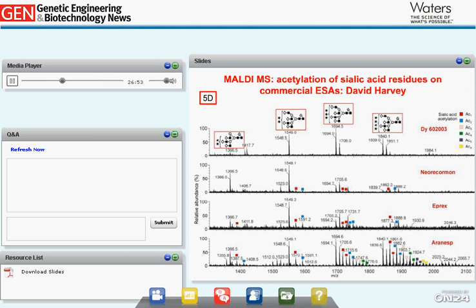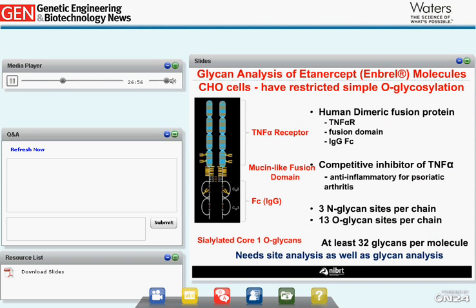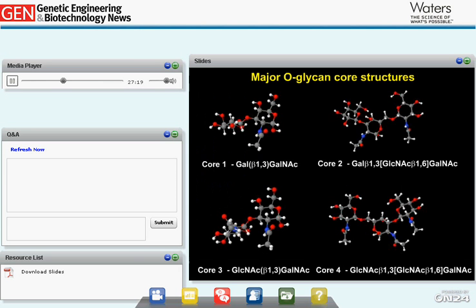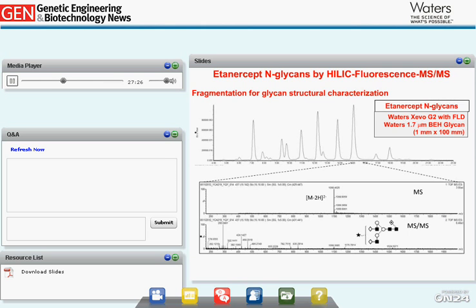Here is a glycan analysis of a molecule which is very much in everybody's minds at the moment. It's etanercept. It's a TNF-alpha receptor, and it's fused through a mucin-like domain to an Fc region of IgG. In this mucin-like domain, there are at least 32 glycans per molecule, and they mostly are these core-1 type structures. Here is a combination of technologies which is now becoming very well used and very useful.